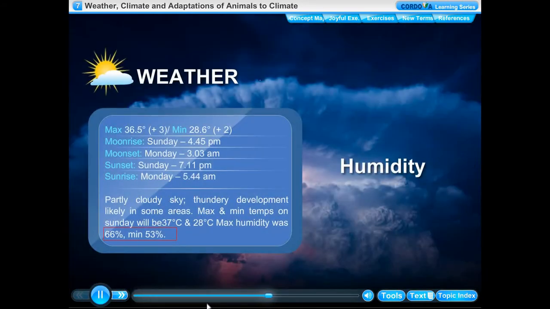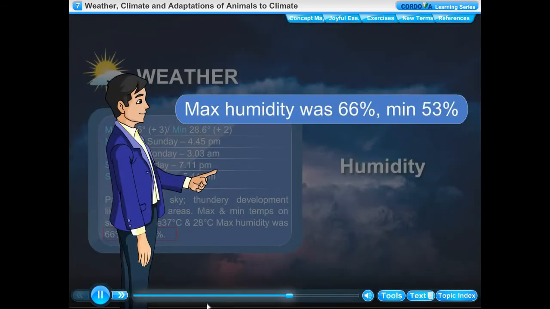Humidity. We know that air or atmosphere always contains some water vapor or moisture in it. Humidity is a measure of the moisture in air. The weather report given in the figure tells us that the maximum humidity recorded in the past 24 hours was 66% and the minimum humidity was 53%.